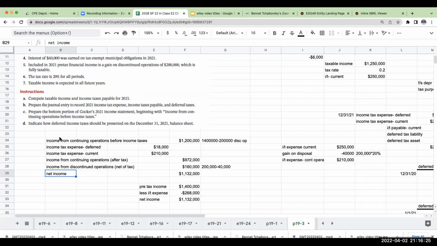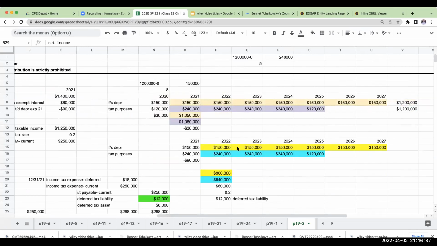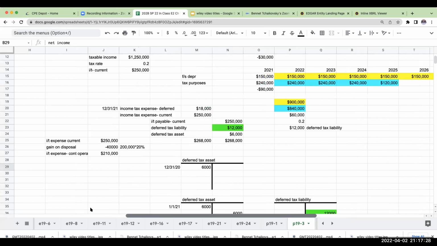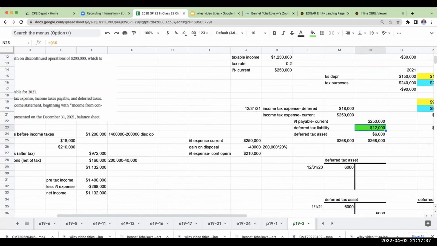So as far as how deferred income taxes should be presented on the December 31st, 2021 balance sheet, you would have a deferred tax liability of $12,000. The deferred tax asset was eliminated.